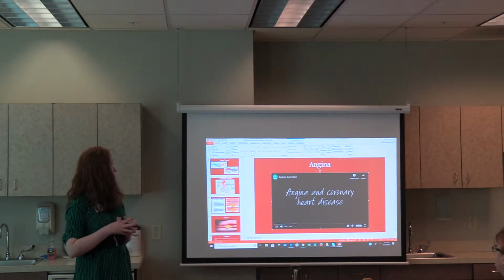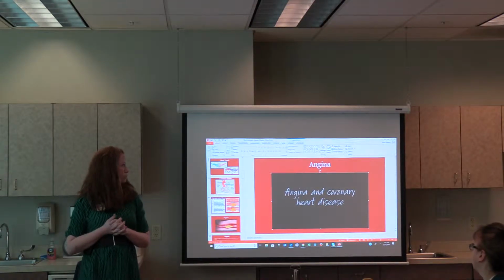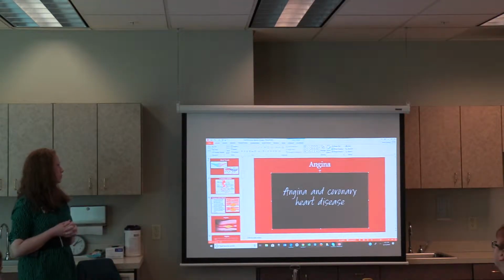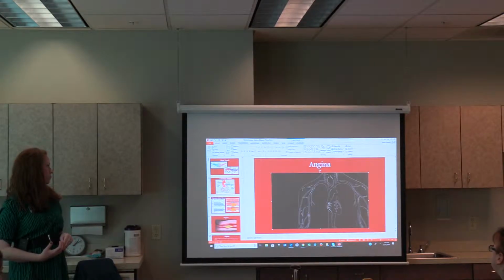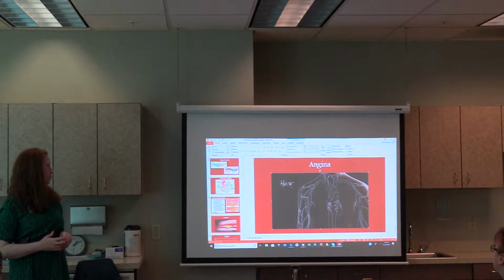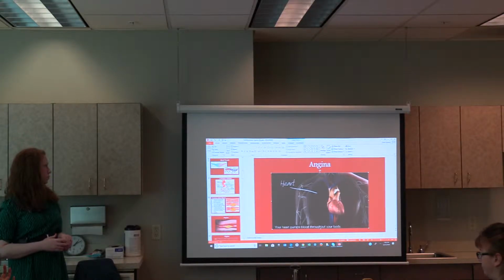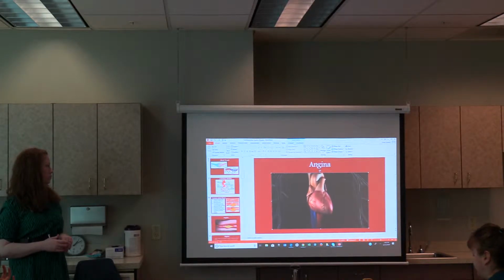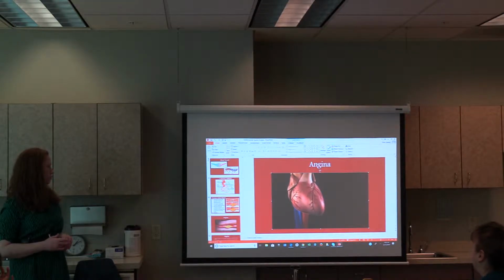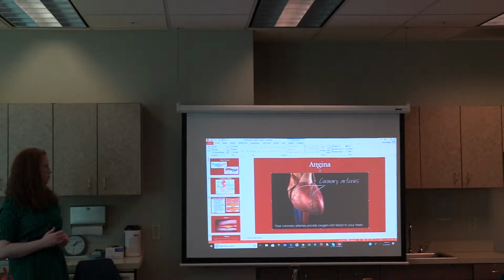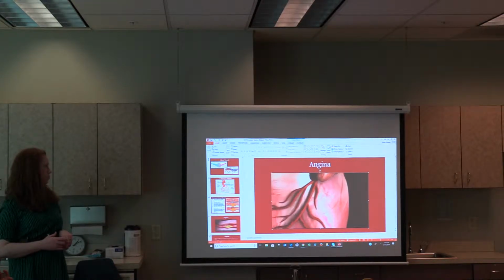Angina is a symptom of a serious condition called coronary heart disease, also known as coronary artery disease. The heart's job is to pump oxygen-rich blood throughout your body. To do its job, the heart needs a steady supply of blood. The vessels that supply blood to your heart are called coronary arteries. These very important vessels are located on your heart.